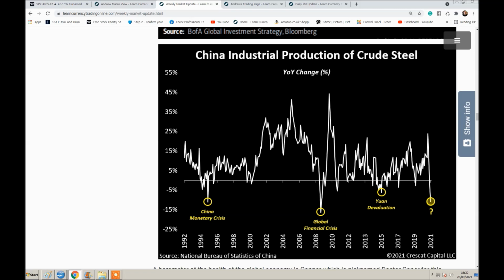I just feel we might get some risk off. I think the market is just too complacent.